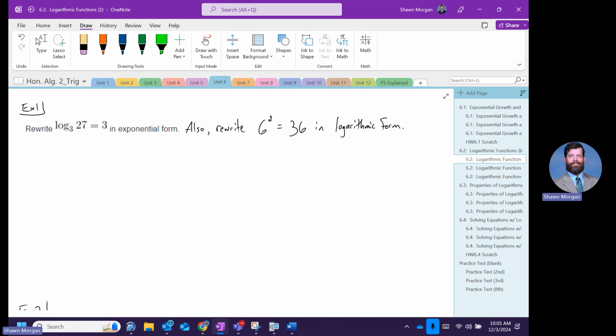Here's example one. We're given an equation in log form, and we're asked to rewrite it in exponential form. And then conversely, we're given an equation in exponential form, and we're asked to rewrite it in log form.